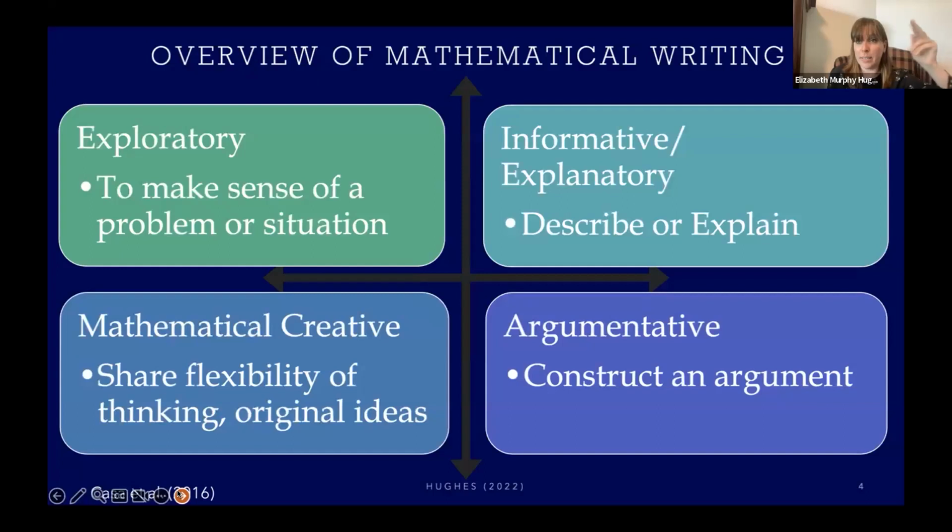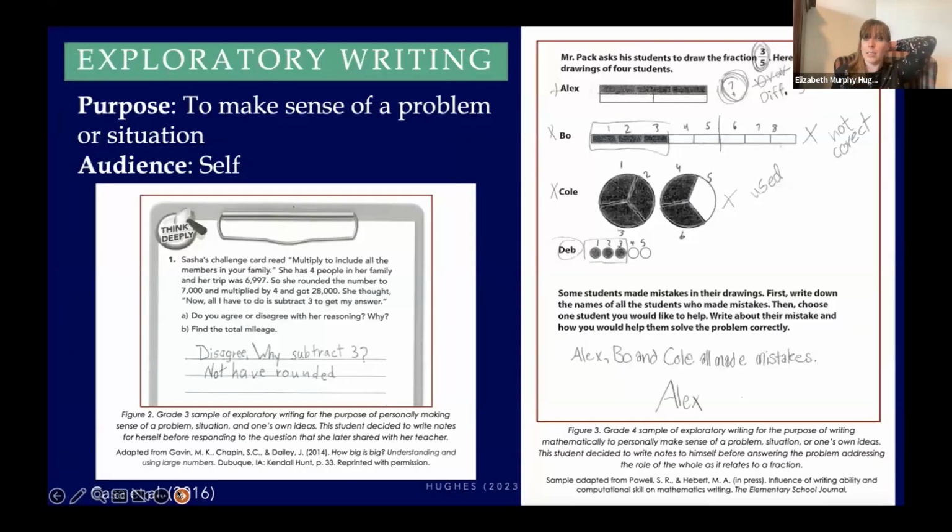Next, mathematical creativity. Share flexible thinking, thoughts, ideas. We also have informative or explanatory, which is where you describe and explain. We see this a lot in education. Or argumentative, where you're constructing an argument and kind of pushing one side or understanding of something. And we'll see examples of all of these, but those two, the informative and the argumentative, are really the ones I think we see more in our educational classrooms.